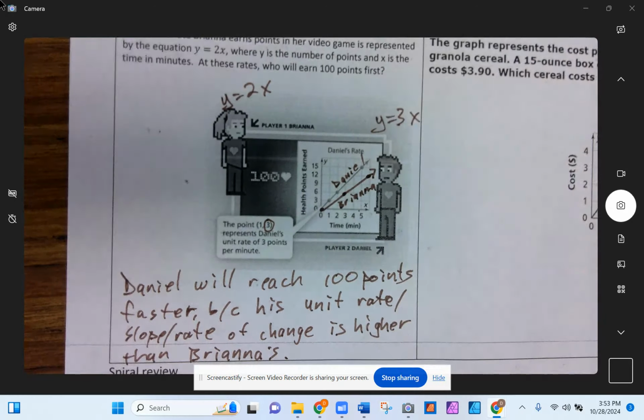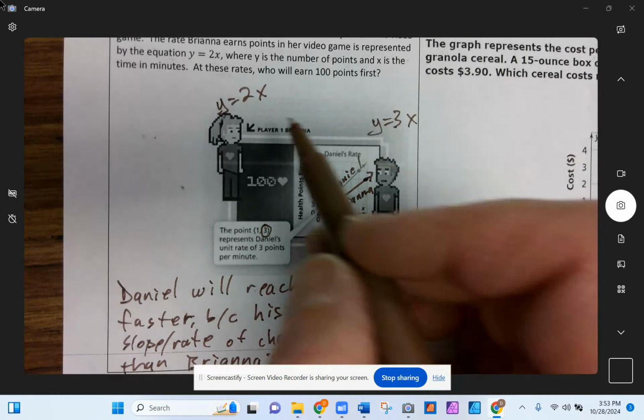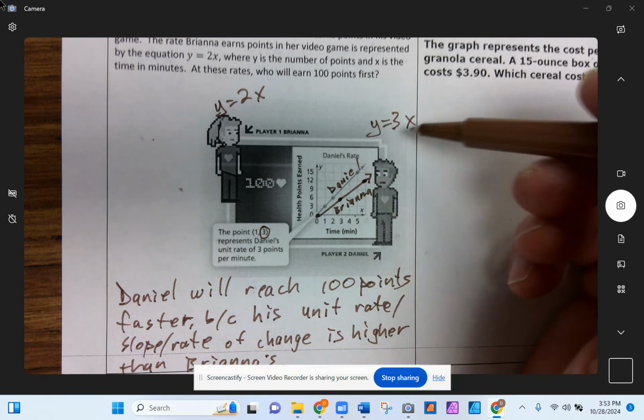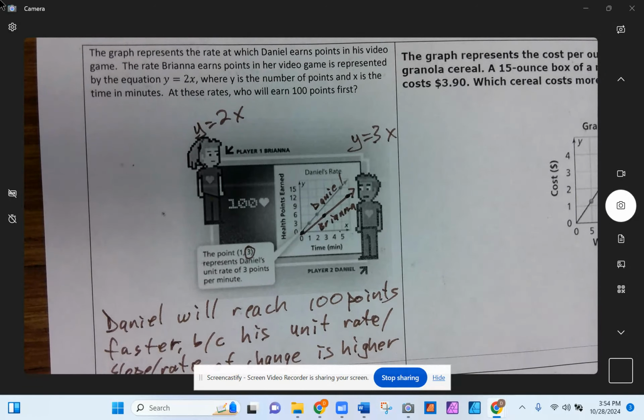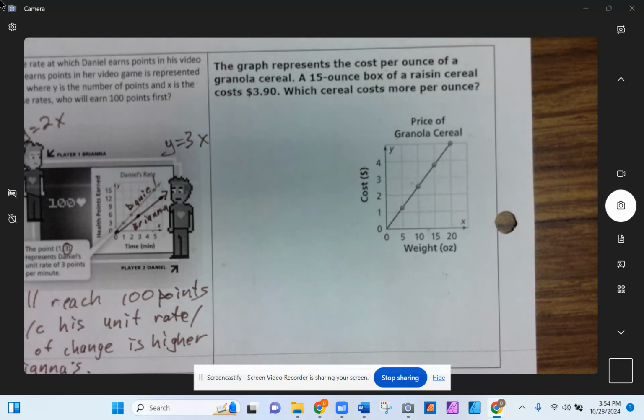So you can compare two ways, right? You can compare with the graph, and you can compare with the equations. This 3x is a steeper slope, so it increases faster. There you go.